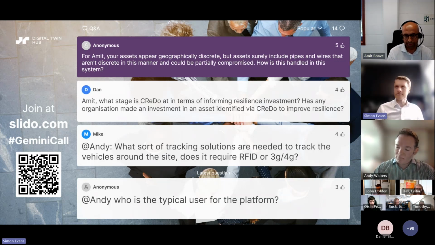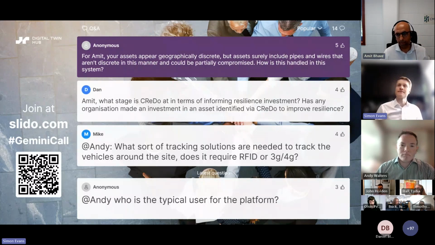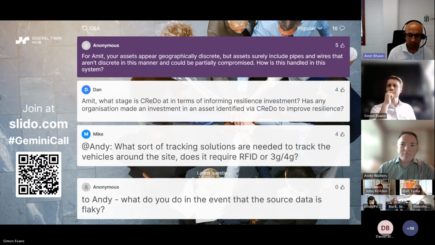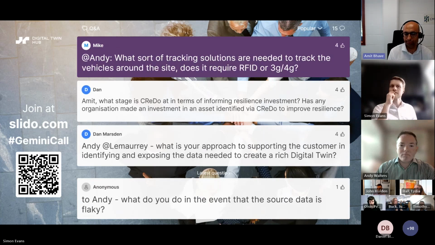Brilliant, thank you. Linked question here, if I could, Amit, is your assets appear geographically discrete, but assets, surely including pipes and wires, aren't discrete in this manner and could be partly compromised. How are you handling this in the system? Good question. Indeed, they do, and the pipes and wires or any other are treated just like any other assets that have been shown. So they will have their own failure models, and this is certainly accounted for in CReDo.